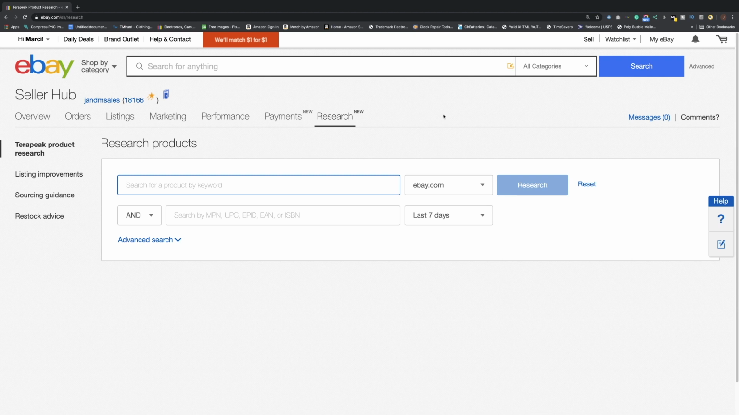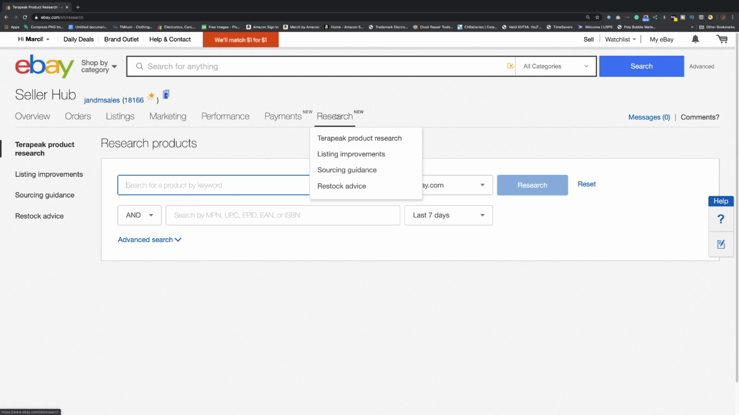So you sell on eBay, and you want to be able to do more research. Well, eBay acquired a company called Terapeak. Terapeak was basically a standalone website that kept track of eBay sales of the last year, and eBay acquired them and built them into their Seller Hub. So this is where we're at right now. We're in Seller Hub, and we're going to get into a little bit more depth on this program.